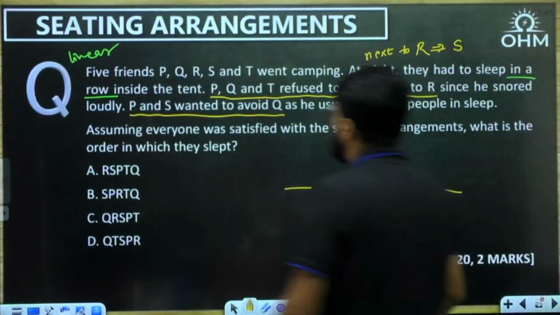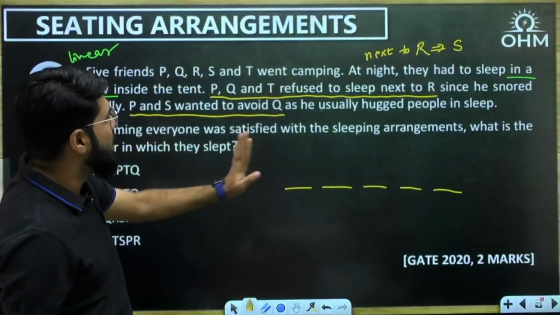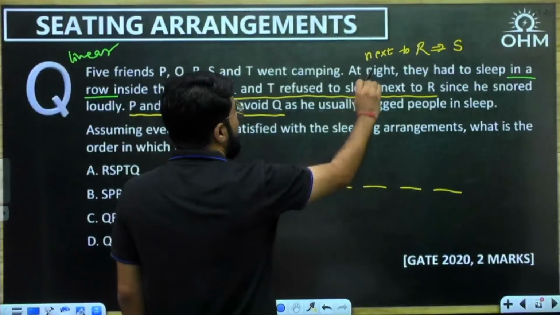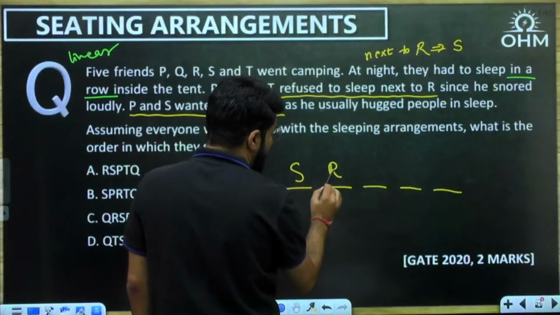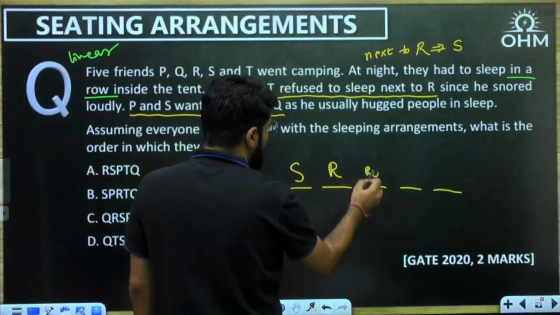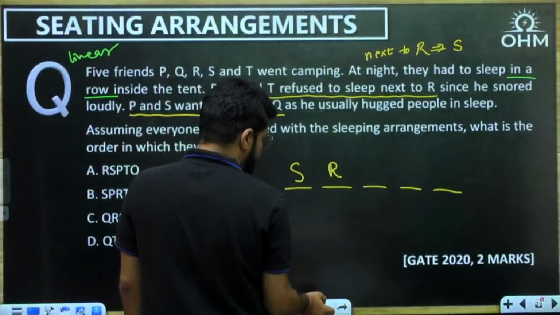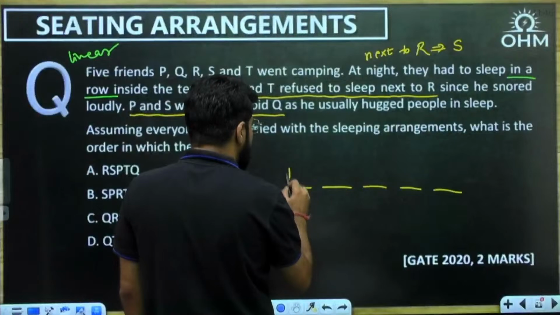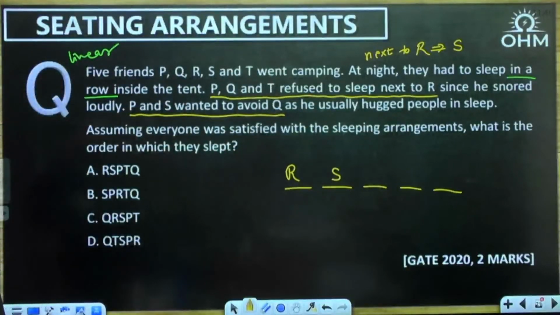Now dekho. PQT refused to sleep next to R. The only person next to R is S. Now where can R be? R and S are next to each other. Suppose I place R and S here, but R cannot be here because if you place R here, either P or Q or T will come up here and they have refused to sleep next to R. So the only way is to take R at the corner and then S. R is at one of the ends.